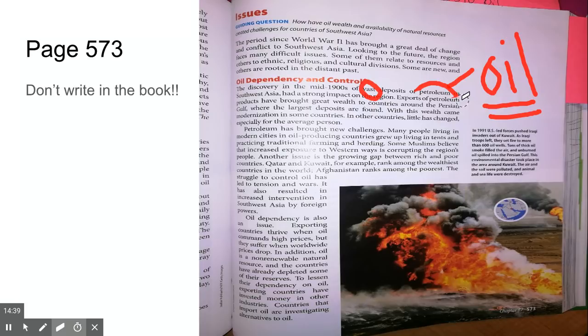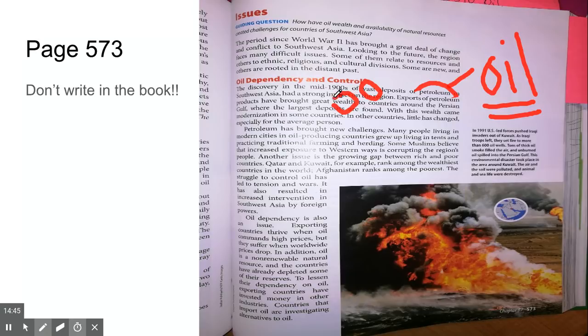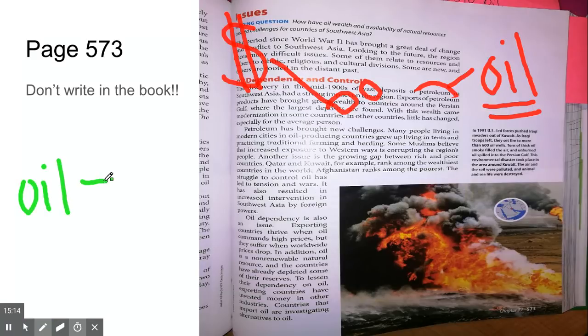Let me erase some of this. Exports of petroleum have brought great wealth. So what is wealth? If you have a lot of wealth, that means you're rolling in the money. Okay, so they have gotten a lot of wealth, a lot of money in these countries around the Persian Gulf where the largest deposits are. So oil, I want you to remember this, equals money. So these countries that have a lot of oil have a lot of money.